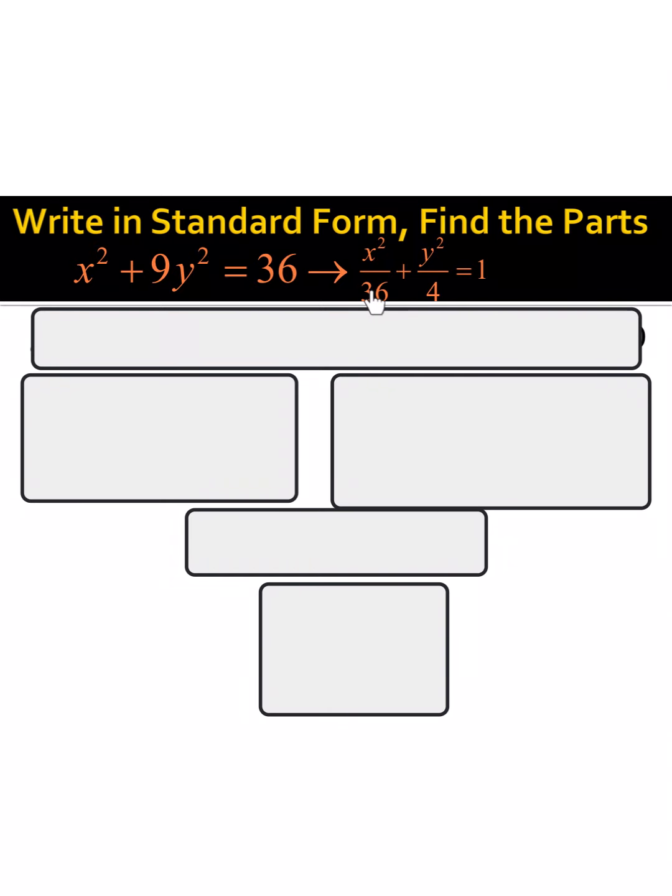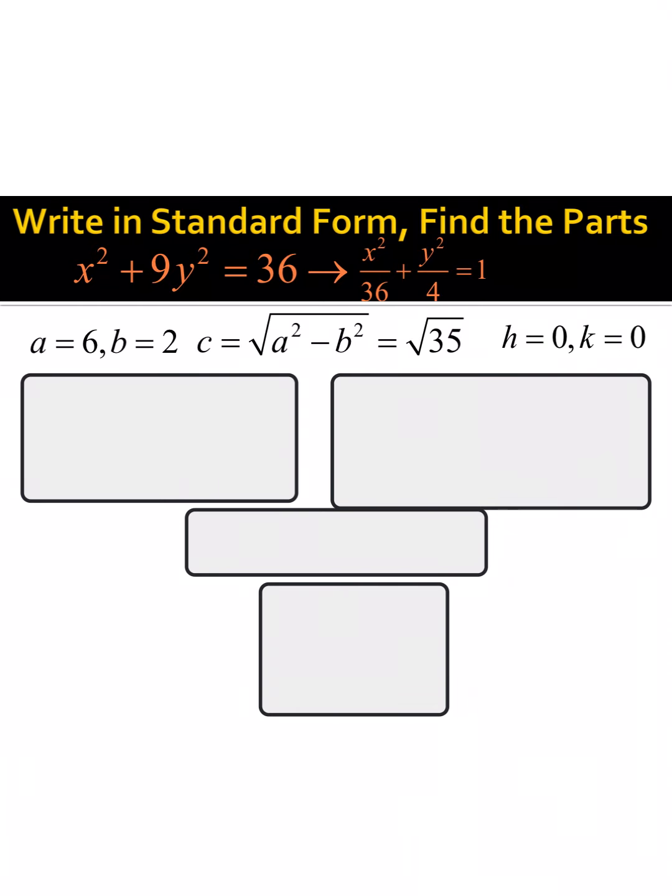Again, I can see that the 36, my larger denominator, is under my x value. So I know this is going to be a horizontal ellipse. I can go ahead and find my a, my b, my c, and also my h and k values now. So a is going to be the square root of 36, which is just 6. B will be the square root of 4, which is just 2. Plugging in my 36 and my 4 to find my c value, I see that I get the square root of 35 as my c value.